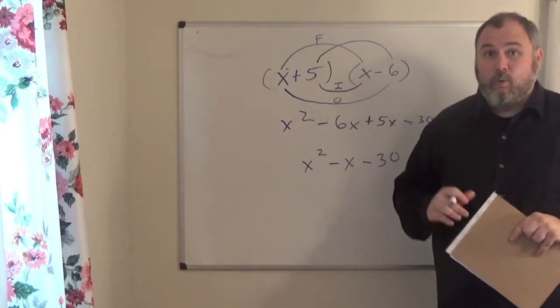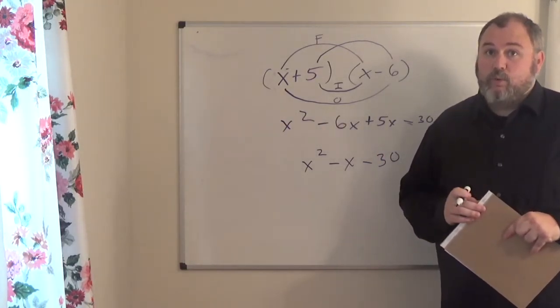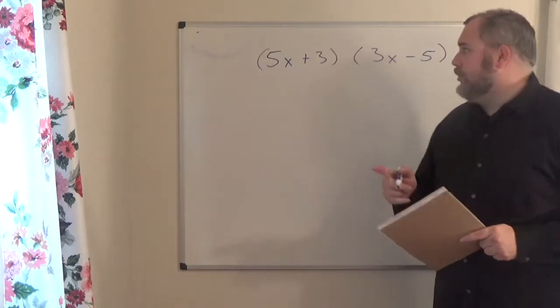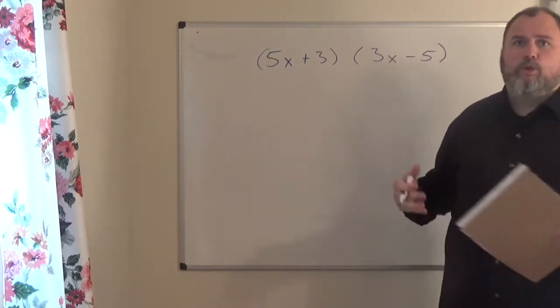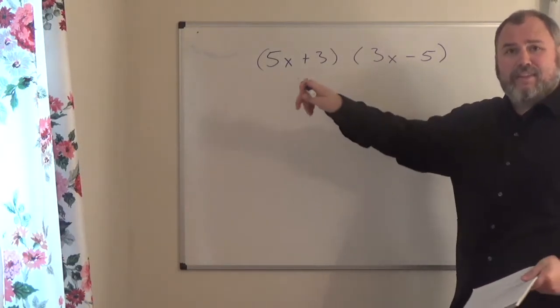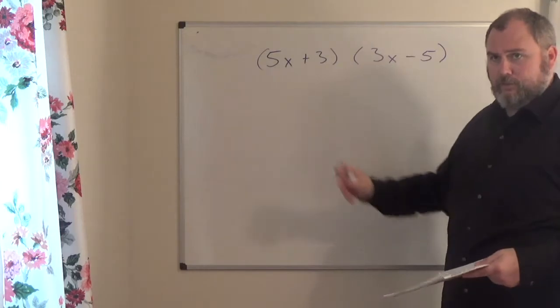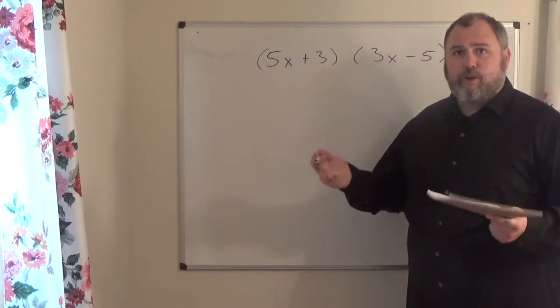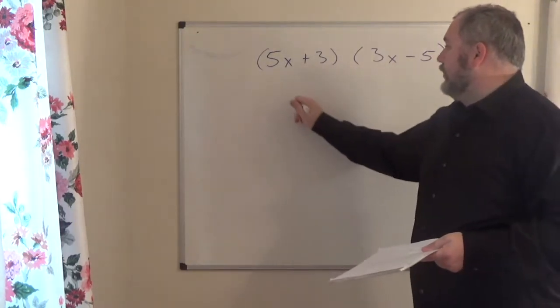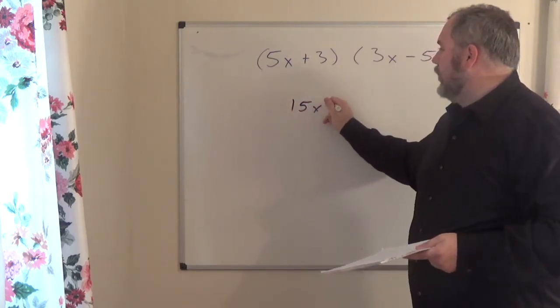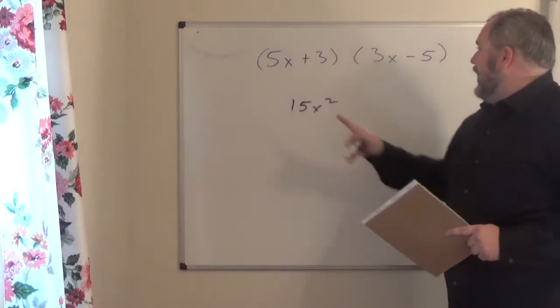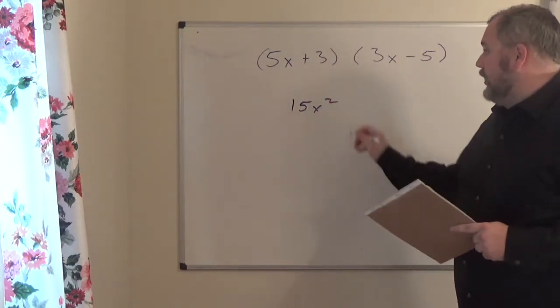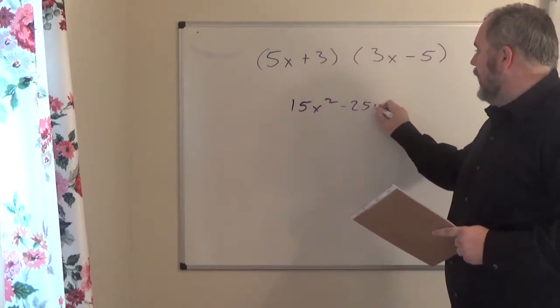So I'm going to do one more with you, and I'm going to leave the other two on your own. In this problem, we're taking 5x plus 3, and we're going to multiply it by 3x minus 5. We're going to use the FOIL method again. This time I'm just not going to draw out all the little lines. So first, we'll multiply the first terms. 5x times 3x gives me 15x squared. Then I'm going to do the outer, so it's going to be 5x times -5, which gives me minus 25x.